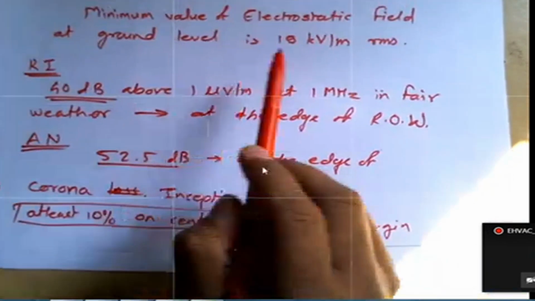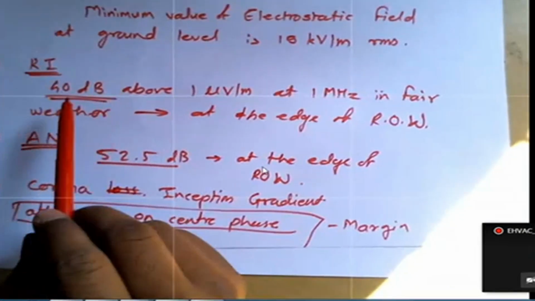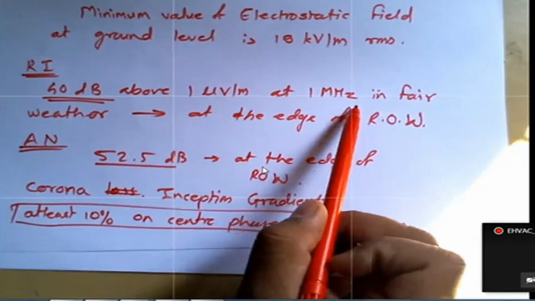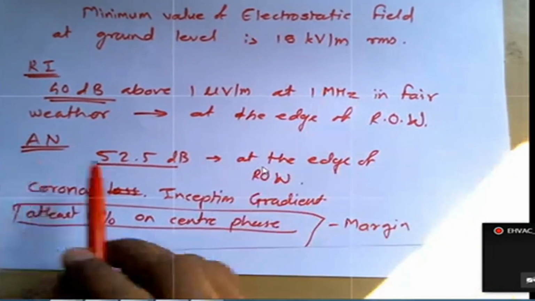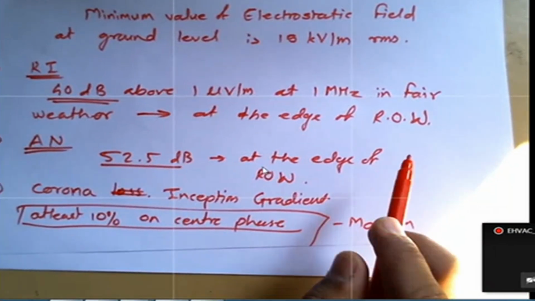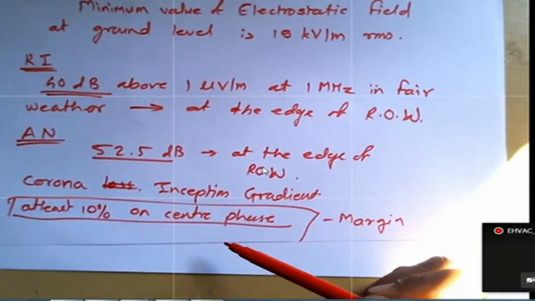These are some limits for design of transmission line. It is nothing but the electrostatic field: at ground level, it should be 15 kV per meter. Radio interference 40 dB above 1 microvolt per meter at 1 megahertz. Audible noise should be 52.5 dB at the edge of the right of way, and corona inception gradient should be at least 10% on the center phase. This is nothing but the margin given.